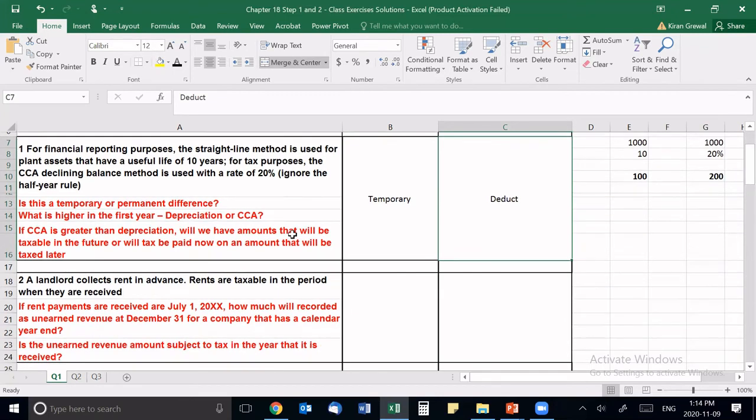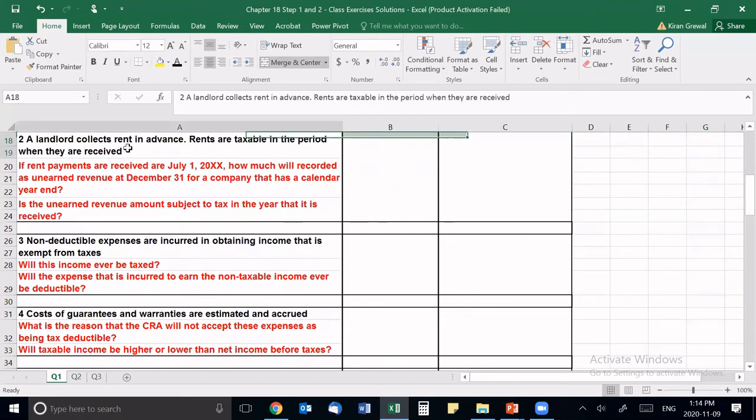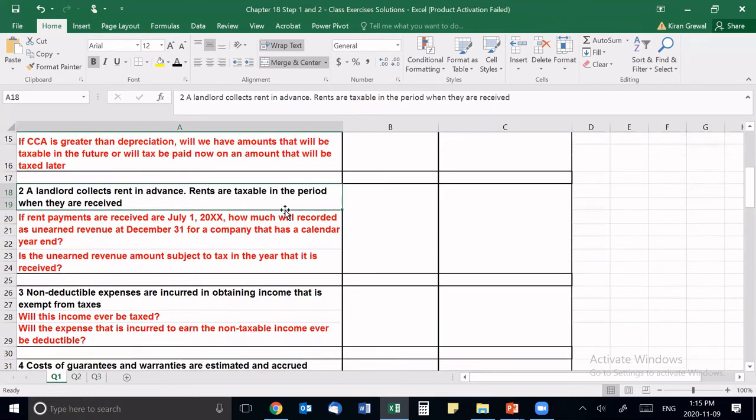So that's number one. Number two, a landlord collects rent in advance. Rents are taxable in the period that they are received. So the landlord gets money, so he gets cash in advance. The rents are taxable in the period when they're received. So we know that once cash is received, you would record this for taxable income. You wouldn't record it for accounting income until you've earned the money. So until the rent period has happened, you can't record it for accounting purposes.